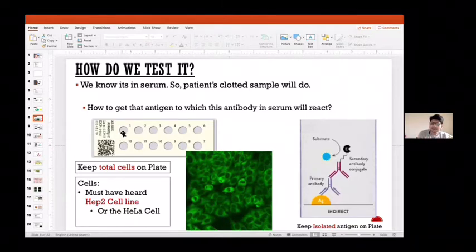Now you can see what you plotted on the well is total cells. Total cells have everything: cytoplasm, nucleus, and everything in native form, meaning they are unchanged, as they are. They can be fixed with formalin, so the structure will be almost well preserved against which the antibody can target it.